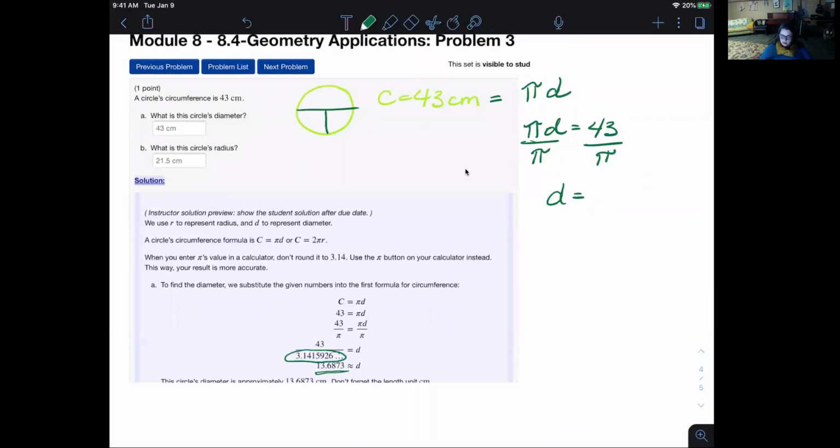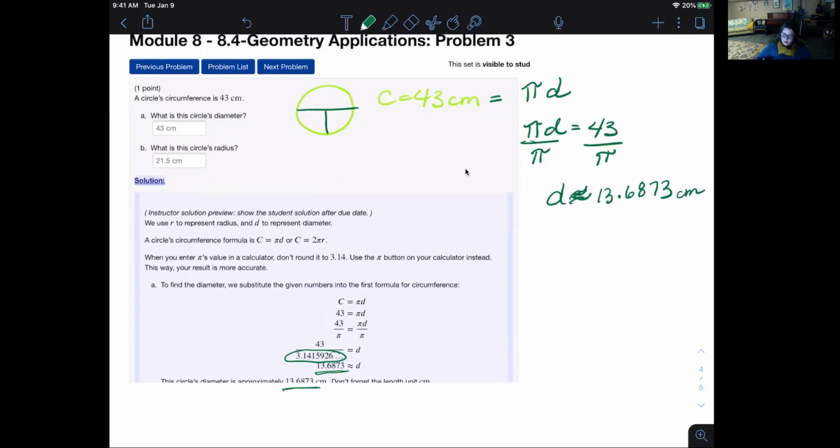Now you will eventually have to round. So probably you'll want to round to two decimals at least, although it looks like they kept four decimals here. So the diameter is, and we say approximately using the wavy equal sign, 13.6873, and that decimal will keep going, and the units are centimeters.